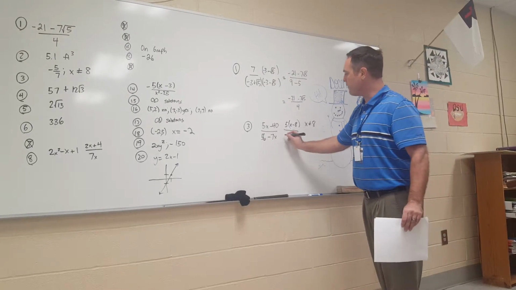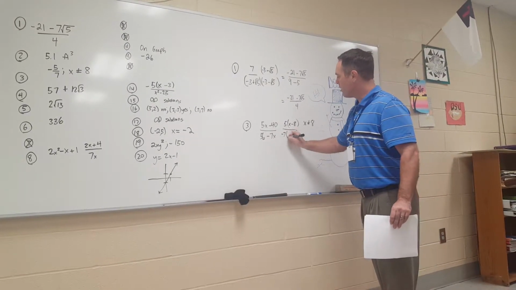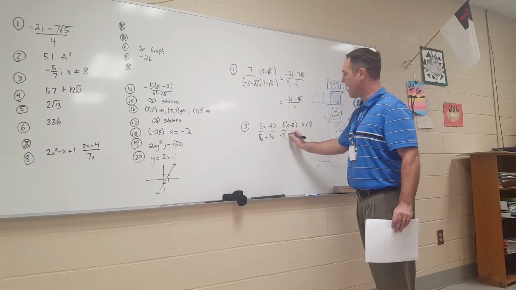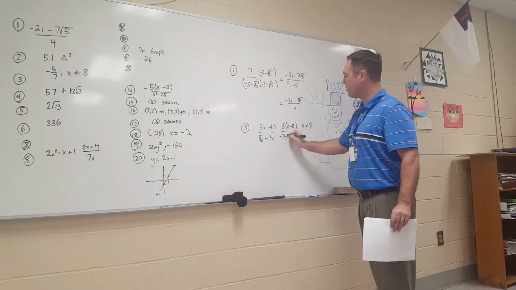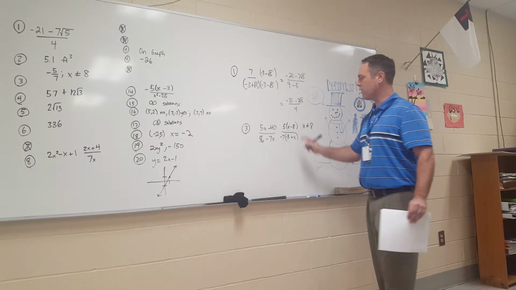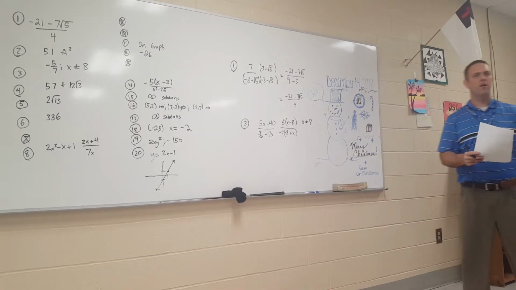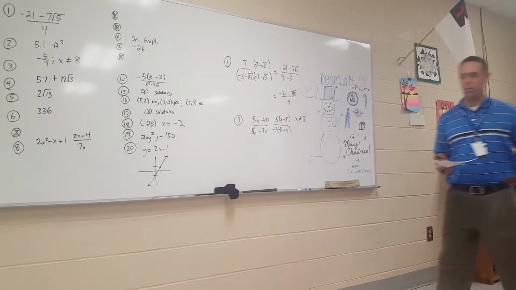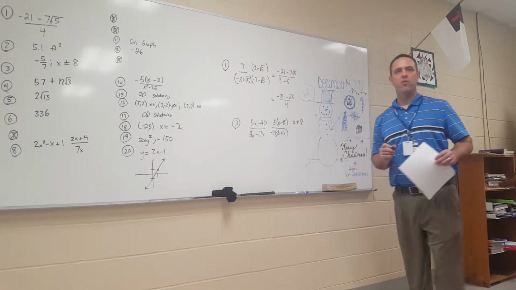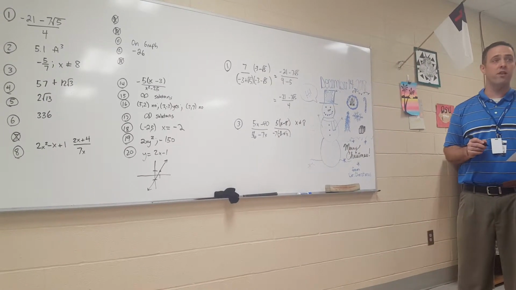Now I'm going to do a negative 7, just so that I have positive x inside the parentheses. Negative 7 times negative 8 would give me that. And then this would be plus x. Now, are those two the same? They are the same, okay? So if they're the same, then you can cancel them out. And so we're just left with negative 5 over 7.